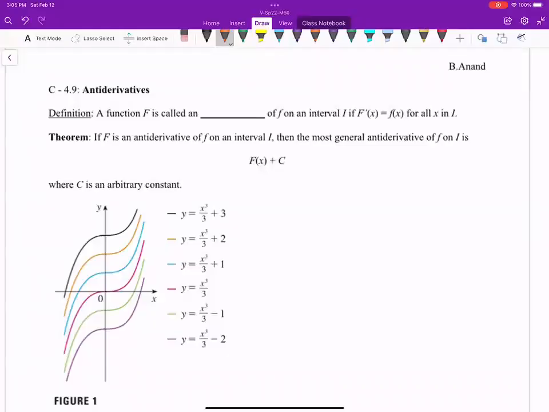Hello everyone, welcome back. In this video, we'll be going over section 4.9, antiderivatives. All along in chapter 4, we saw a lot of information about a comprehensive graph. What do we mean by absolute maximum, absolute minimum? What do you mean by local maximum, local minimum?